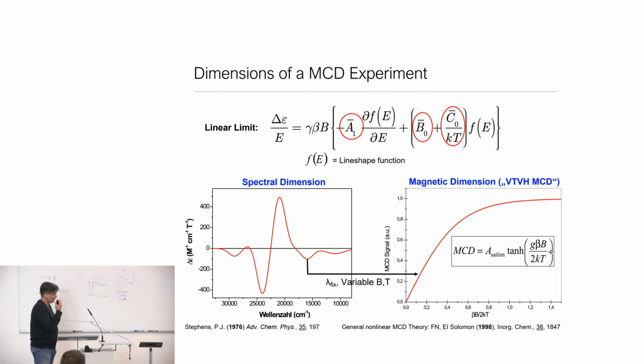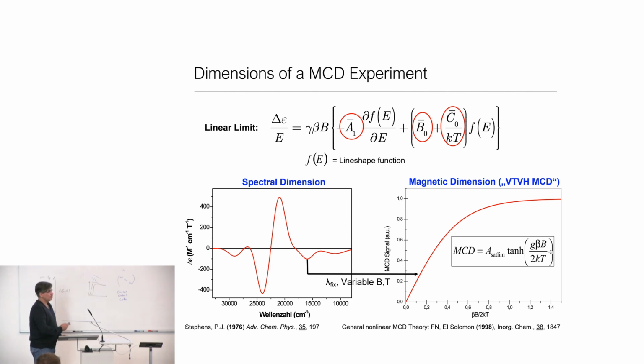So, as I said, it's a three-dimensional experiment, and there has been an early theory for that, and the early theory was done by Phil Stevens, and he identified three principal mechanisms for the MCD, and these are the famous MCD A, B, and C terms. Yeah, and so this is a generic equation of how these A, B, and C terms work.